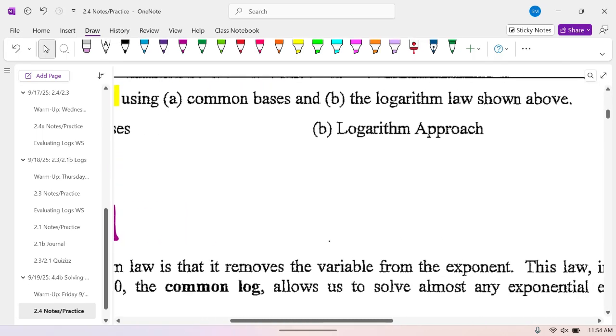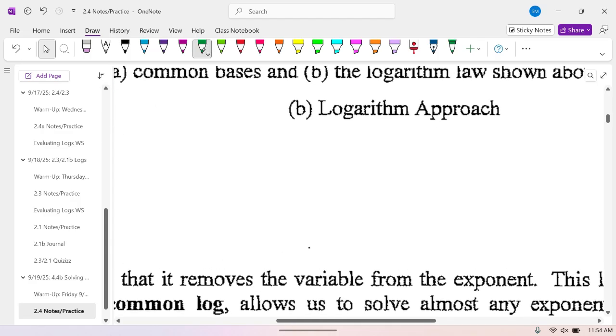So let's look at the logarithm approach. We're solving the same problem. So I'm going to do 4 to the x is equal to 8.